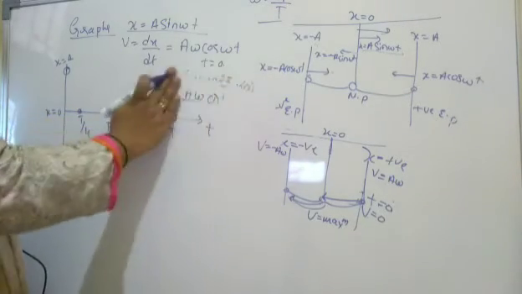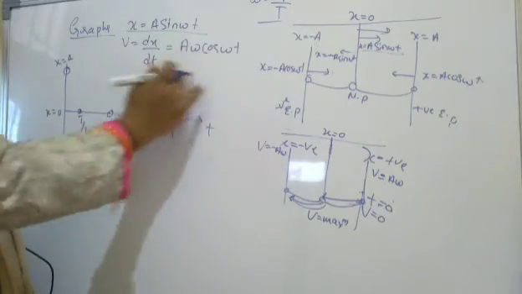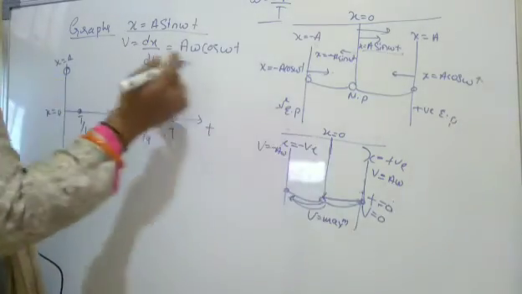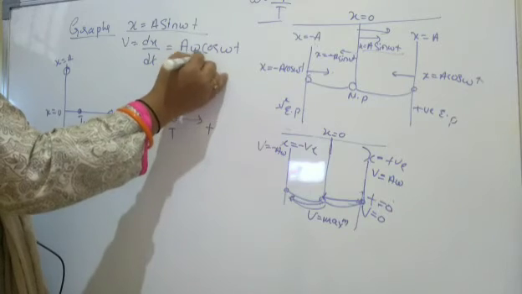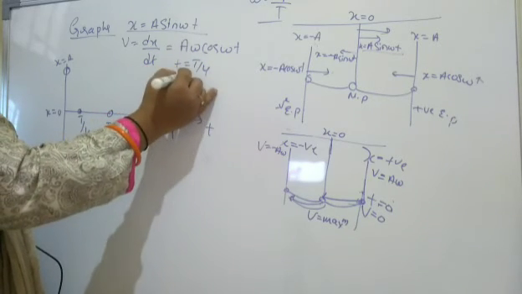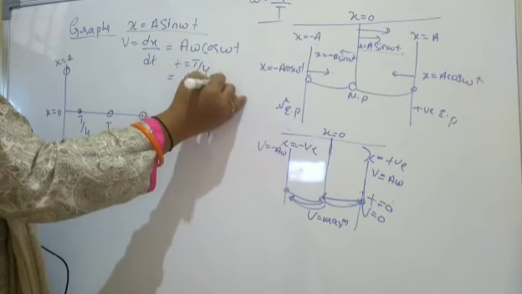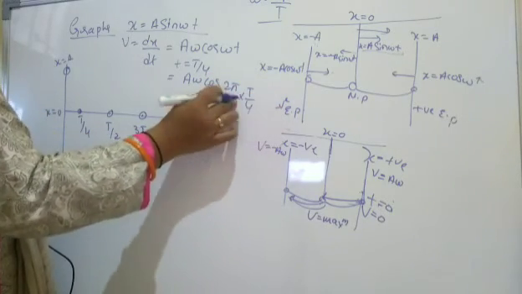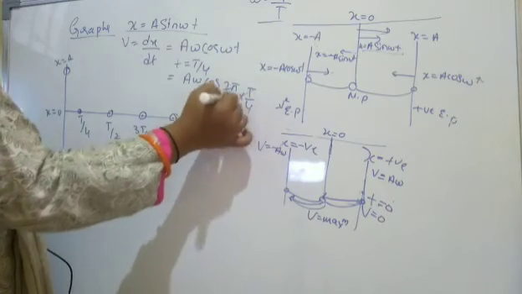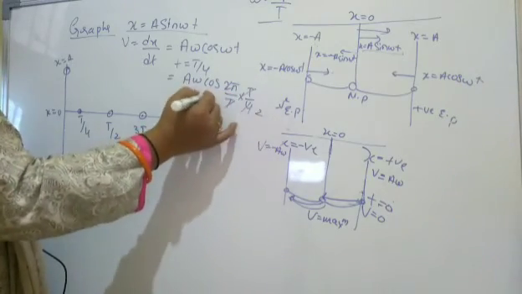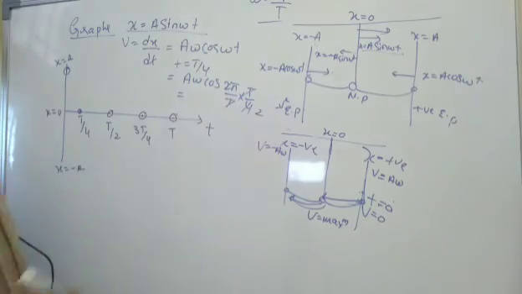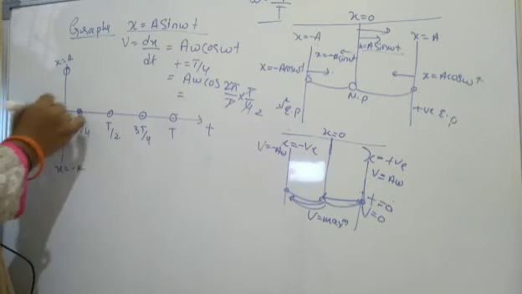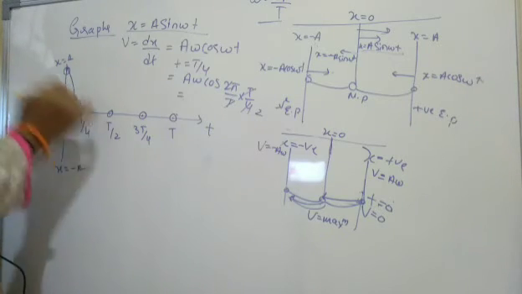Then put t equal to T by 4. So what are we getting? A omega cos of (2 pi by T) into T by 4. The T cancels, and 2 ones are 2, 2 twos are 4. So cos pi by 2. Cos pi by 2 is cos 90, which is 0. So the graph comes down to 0 here.